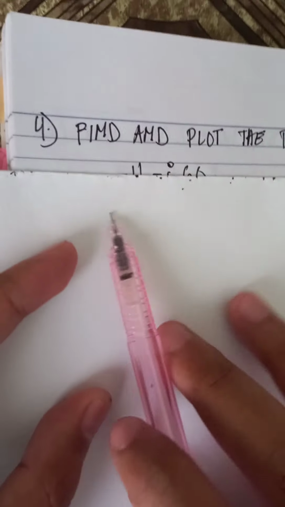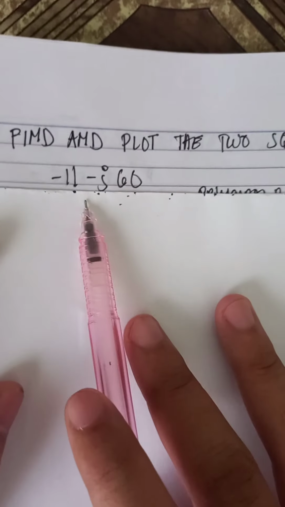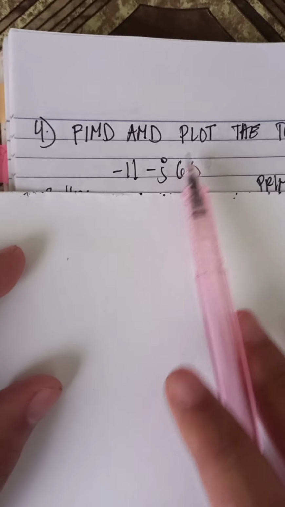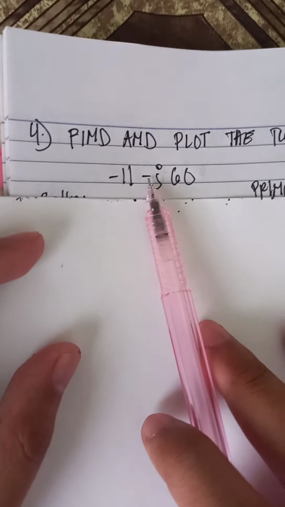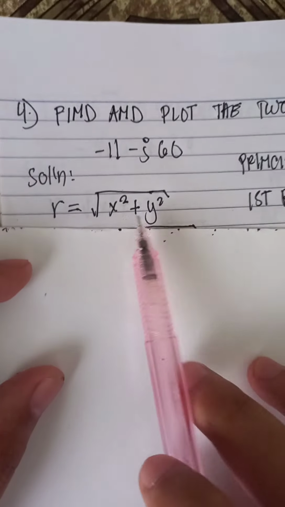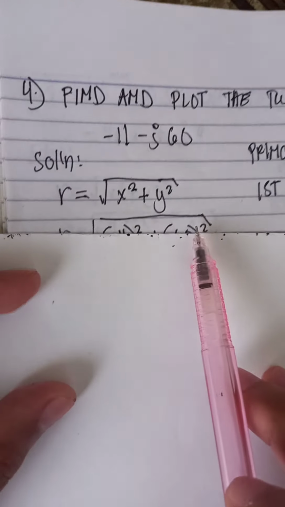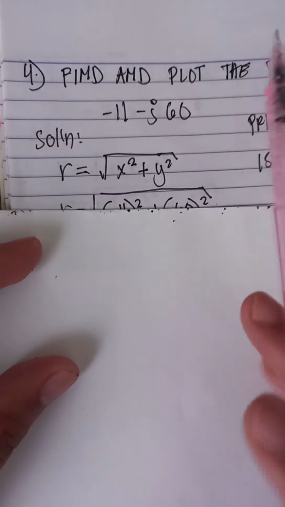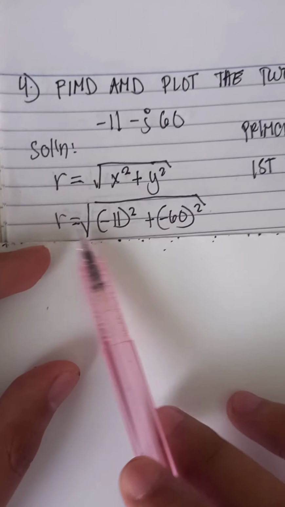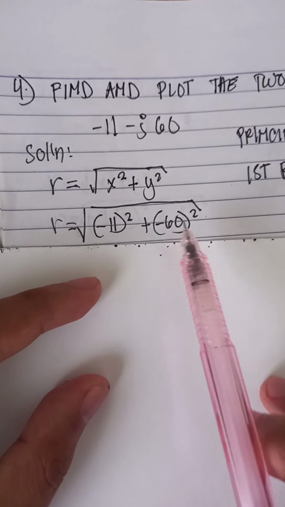Number 4. Plot the square roots of negative 11 minus j60. So this is the rectangular form. We have to make this into polar form. So we have the solution. First, we have to get the value of r, and the formula for r is the square root of x squared plus y squared. The value of x is negative 11. The value of y is negative 60. So we have r is equal to the square root of negative 11 squared plus negative 60 squared.